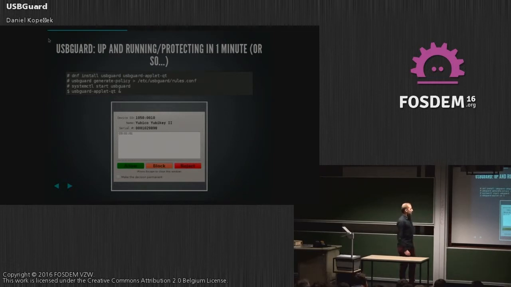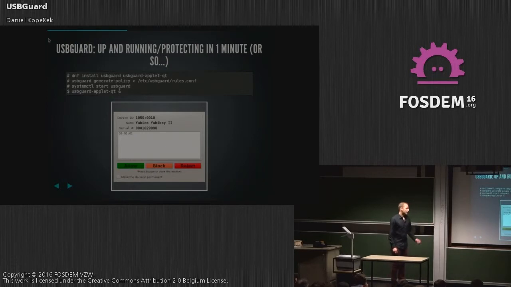Using the second line, you can generate a policy for your devices that are connected to your system at the moment the command is executed. So it creates a whitelist for the connected devices, and nothing else will be allowed to connect to your system. If some other device that is not known to the policy or to USB guard is connected, and if you run the applet, then you get a notification, okay, there is a new device, it has these interfaces, would you want to allow it or not? Or do you want to reject it?